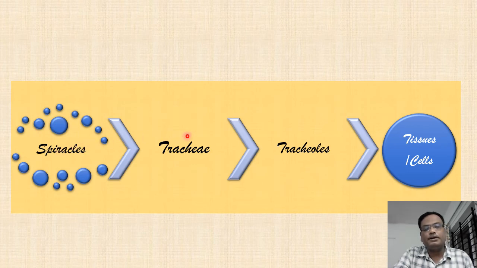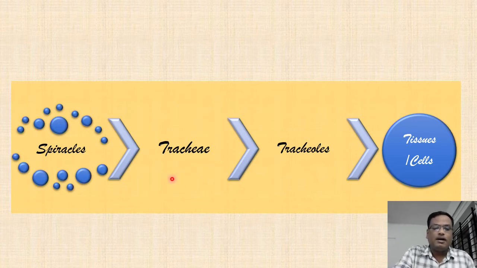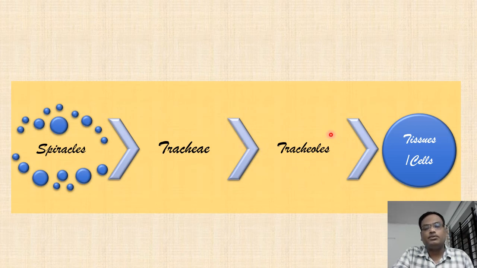First, it is going to enter into the tracheal trunks, the dorsal, ventral and lateral. And from these tracheal trunks, the air is going to enter into the tracheoles. Tracheoles are in direct contact with the tissues and cells. All the cells are in direct contact with the tracheoles. That means the air is ultimately going to reach each and every cell of the body. That's how the cells exchange the oxygen and carbon dioxide with the air through the tracheoles.